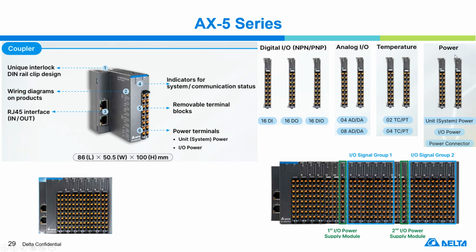But for the power, the difference between AX5 and other modules is that you can see it is separated by unit power, IO power, and power connection and a power connector. You can see the picture here. This is the first IO power supply module, and this is the first group, the IO signal. And this is the second.